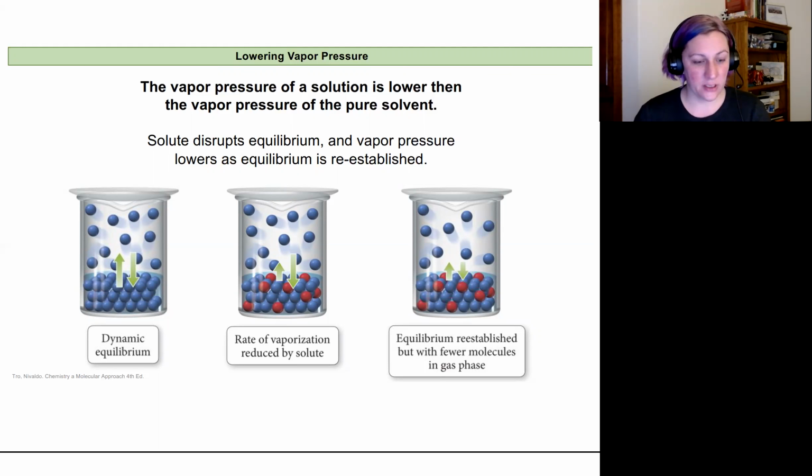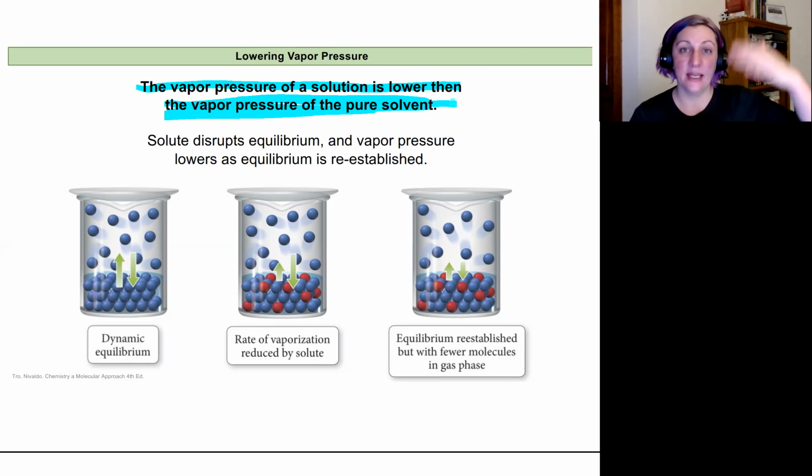So first and foremost, when we take a pure substance and compare it to a pure substance that has had a solute added and it has become a solution, we see that the vapor pressure of the solution is going to be lower than the vapor pressure of the solvent. So what happens is that solute is really disrupting the equilibrium of the pure substance in the liquid phase and the gas phase.